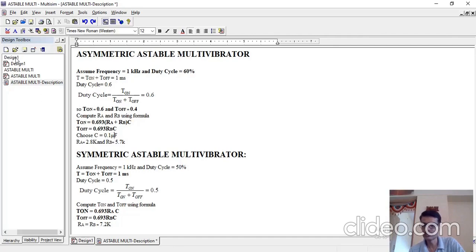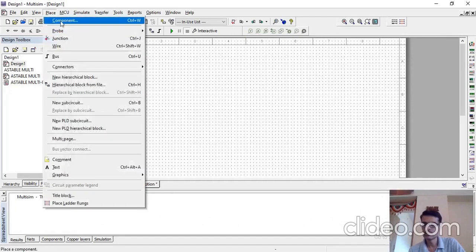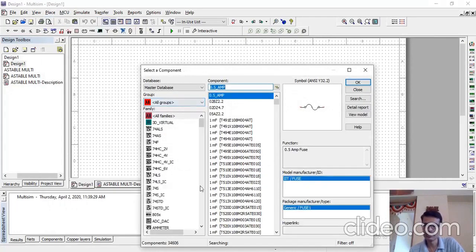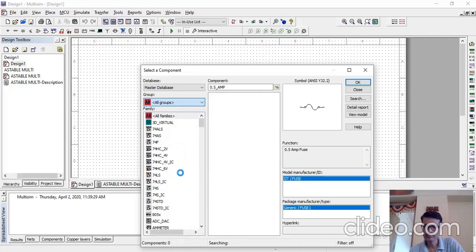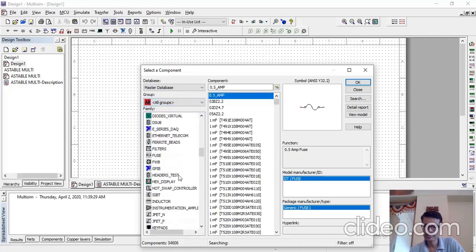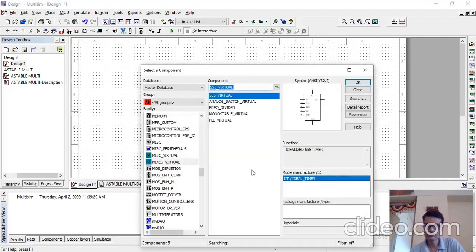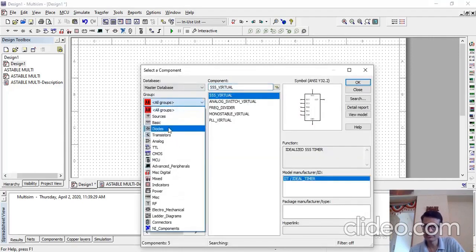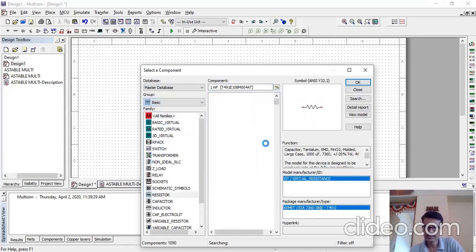So I'll start with a new design. I'll bring one IC 555 which is available in the mixed virtual group. I have a 555 IC there. I'll bring it. I need one 555 IC. I also need resistors and capacitors. So I'll go to basic, then choose the resistor.